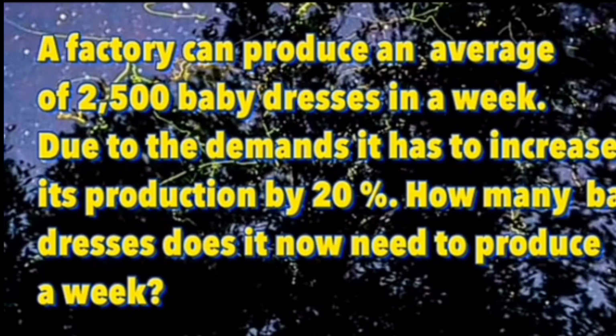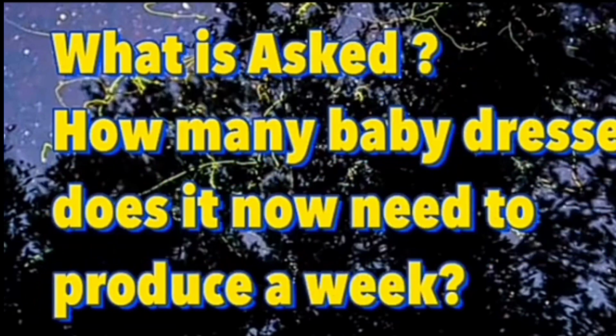Okay, we come now to the next problem, number 8. A factory can produce an average of 2,500 Vivid Races in a week. Due to the demand, it has to increase its production by 20%. The rate is 20% increase. Now let's go back to the question again. What is asked? How many Vivid Races to produce a week?